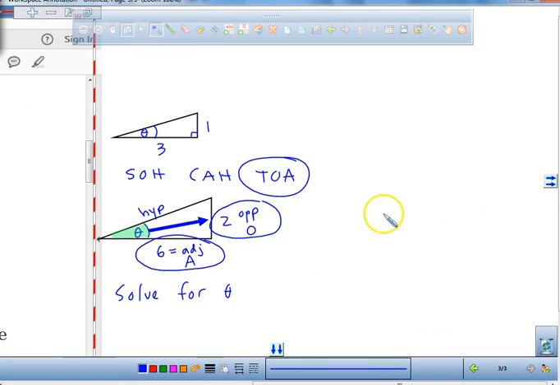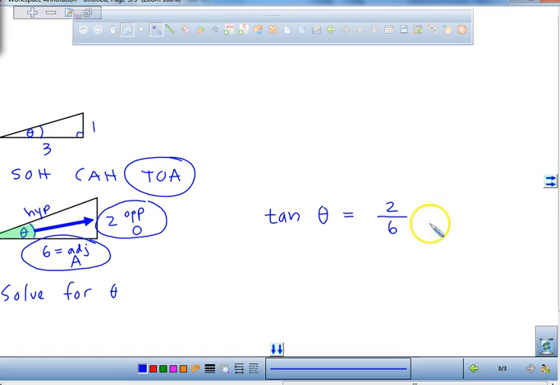Here's how you solve the problem. You're going to write the tangent of theta equals the relationship of my opposite side, which is a 2, over my adjacent side, which is a 6. Just remember, this is the opposite side, this is the adjacent side. Now, this is the most important part.